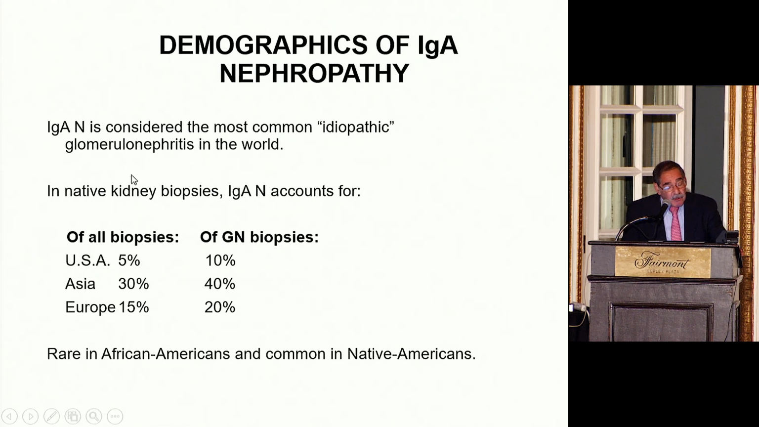So this is the demographics of IgA nephropathy. If you look in native biopsies, it's about 5% of all the biopsies in the United States and about 10% of the GN biopsies. If you go to Asia, China, or Japan, it's 30%, 40% of the GN biopsies. So a lot of people feel that it's underrepresented in the United States. If we biopsied people with milder levels of proteinuria or earlier findings, we'd find a lot more.